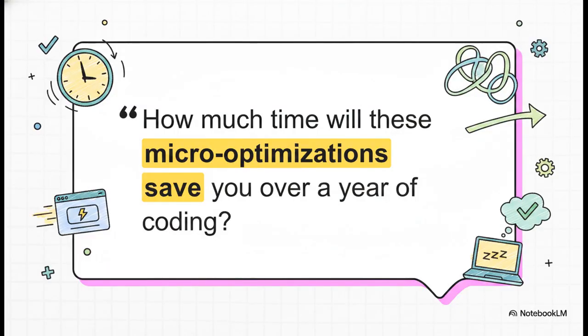Really think about the impact of these micro-optimizations. 10 seconds saved on your MCP logins, dodging a 5-minute infinite loop with a subagent, avoiding a full restart just because your laptop went to sleep. Reducing this daily friction really compounds. It transforms not just your raw speed, but your entire coding experience. So ask yourself, how much time will these micro-optimizations save you over a year of coding?